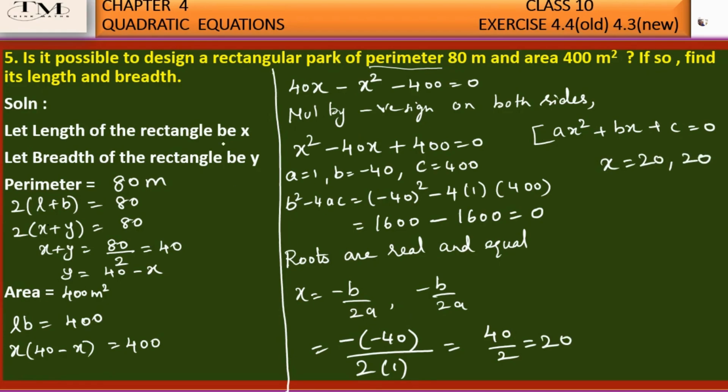So what is x? X is nothing but length. So length is equal to 20 meter. What about breadth? Breadth is 40 minus x. So breadth is equal to 40 minus 20, which is equal to 20 meter.